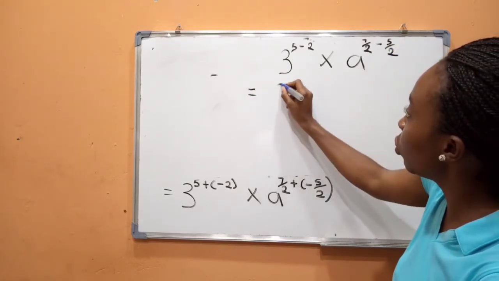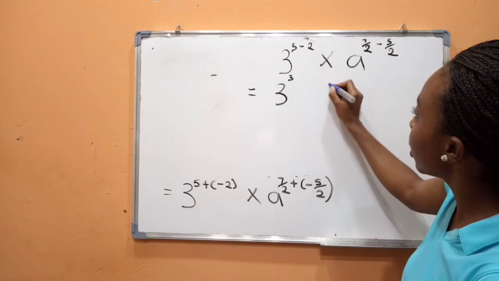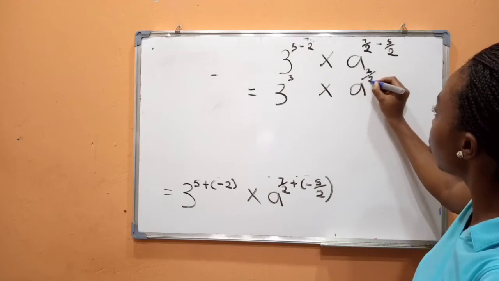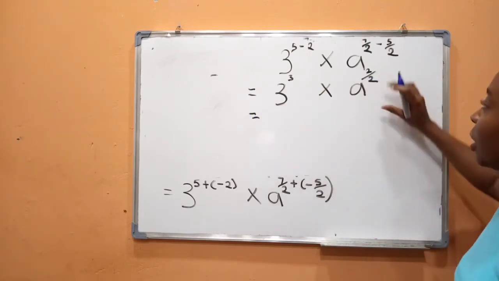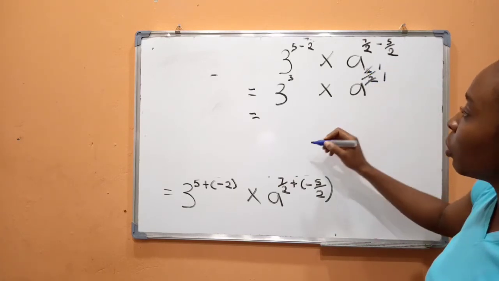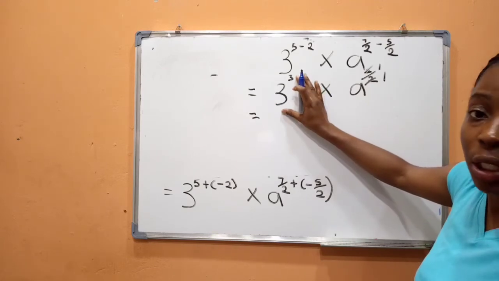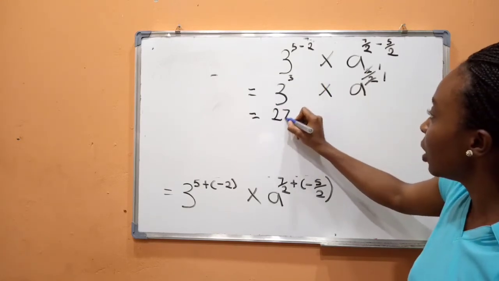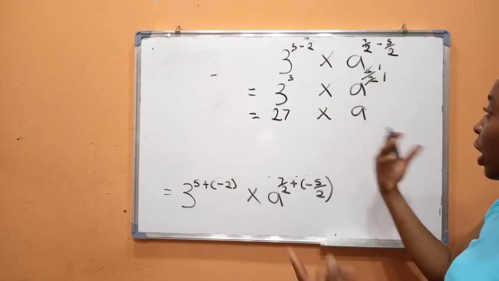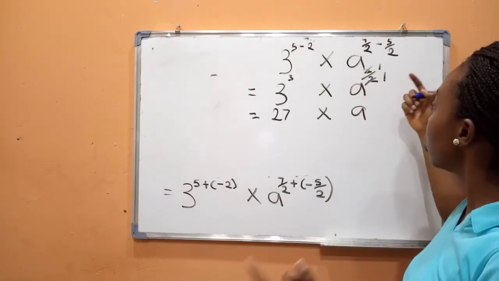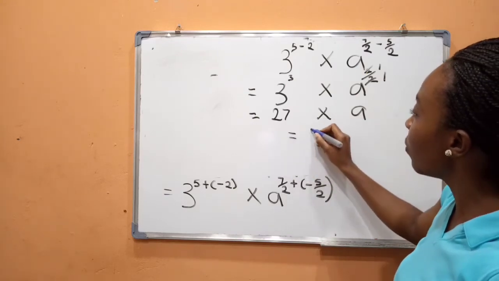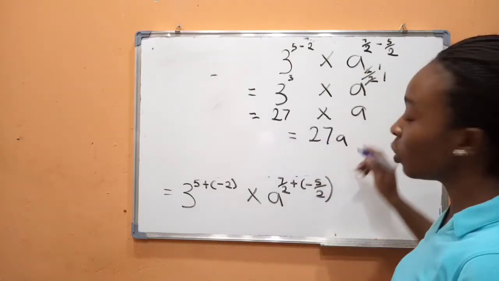So which is equal to 3 to the power of 3 times a to the power of 2 over 2, which is equal to, now by the time you have this, it is going to cancel out. 2 goes here 1, 2 goes here 1. So we are going to have 3 to the power of 3, that's 3 cubed, is 27 times a. Okay, because what we have here is a to the power of 1, and a to the power of 1 is a. So the next thing we have is 27 times a. We now have 27a. So this is our answer.